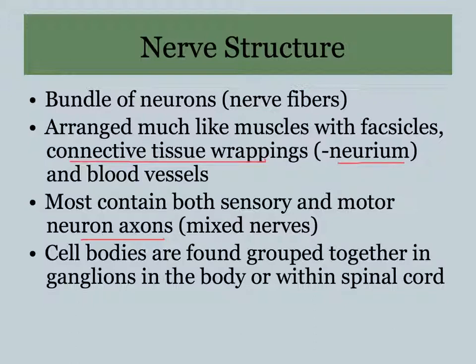Cell bodies, as I said, are not found as part of the nerves. They are found grouped together in ganglions. The ganglions just means a grouping of cell bodies for a neural cell, and they are either located in the body for the autonomic nervous system, or within the spinal cord for your motor nerves, and we'll see that as we get to those specific nerves.